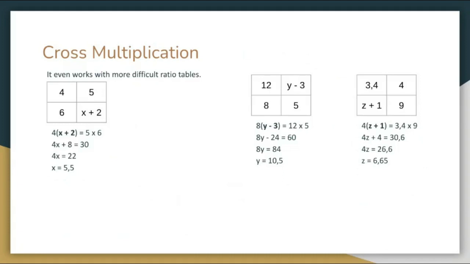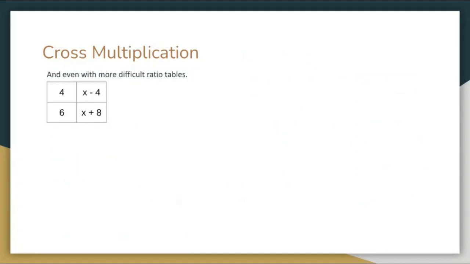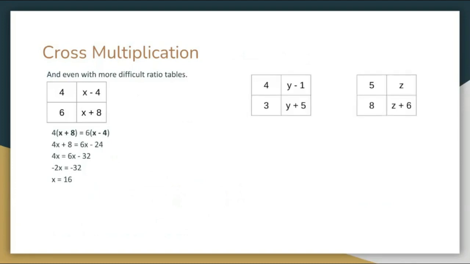Lastly, cross products can even be used for more difficult ratio tables. Here we have multiple letters in our table, an x minus 4 on top and an x plus 8 below. We follow the same steps. We write down a cross product in the form of an equation and solve this equation using the balance method. And instead of just giving you the answers for the last two tables, why don't you try it yourself? Pause the video, solve the tables for y and z, and then check if you found the correct answers.